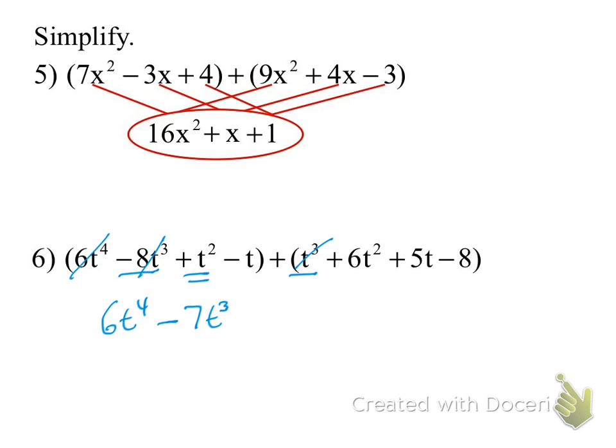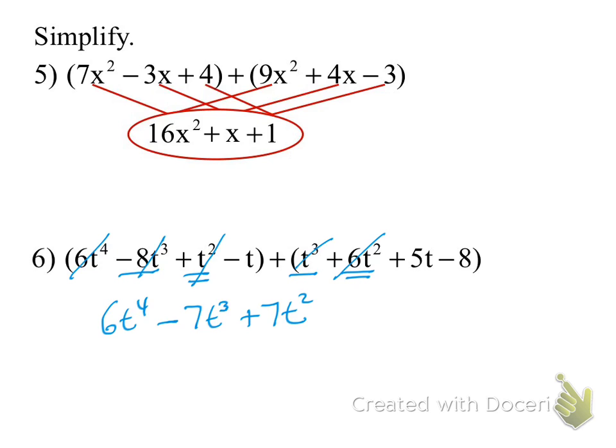So this is very pretty. Everything's in order, like they're giving you these in standard form, but you're not always going to get it in standard form. Does that make sense? So they may shuffle them on a test, and then you have to put them in standard form. Okay, 7t to the 3rd. Keep going. So then, if you add t squared and 6t squared, you get positive 7t squared.